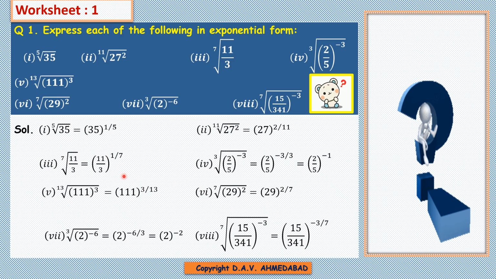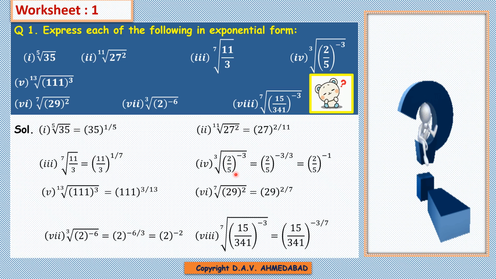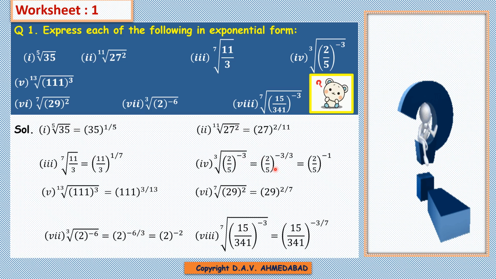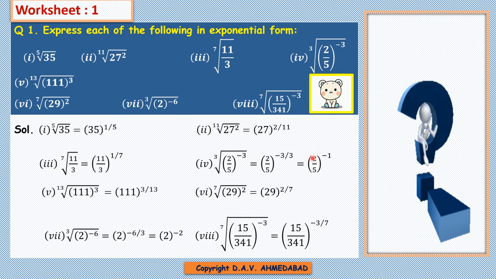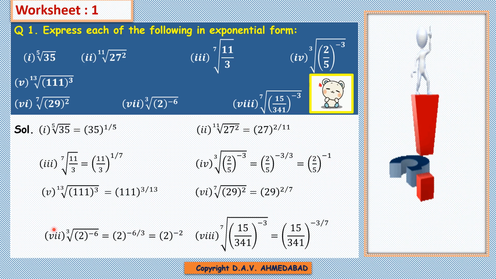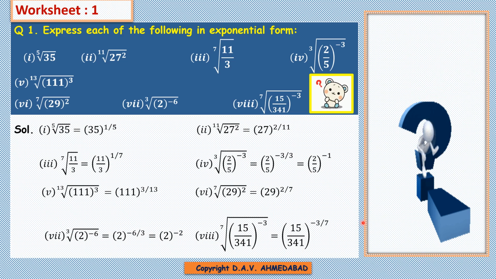This 7 you need to move, right? Now third root of 2 by 5 whole raised to the power minus 3. So it will be 2 by 5 whole raised to the power minus 3 by 3. 3 cancel. So answer will be 2 by 5 whole raised to the power minus 1. Similarly, you can do the rest of the parts. Isn't it so easy, children?